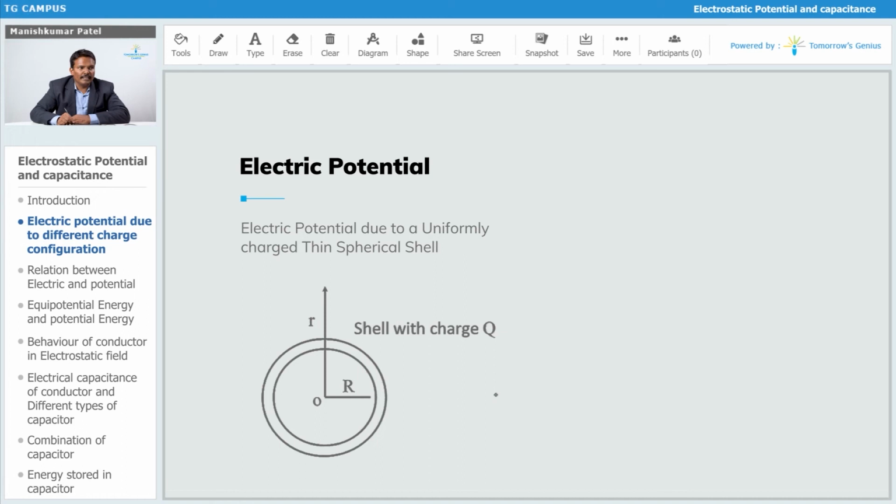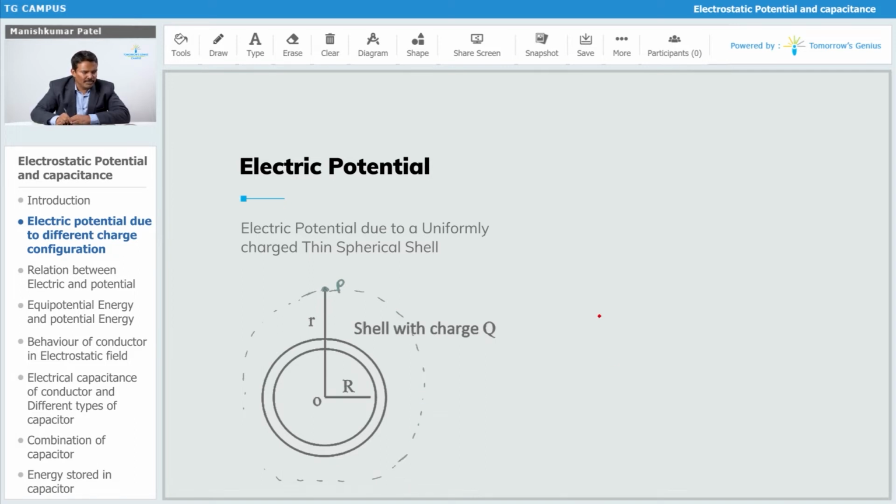Now, the electric potential due to a uniformly charged thin spherical shell. This shell, which is the shape of your bangle, has radius R, and let P be a point at a distance of small r. Again, we have seen Gauss's law, where we assume the condition for your Gaussian surface, so you can select this as a Gaussian surface.